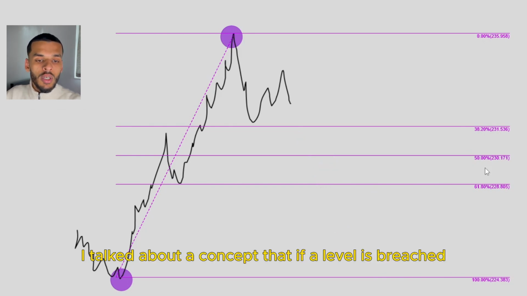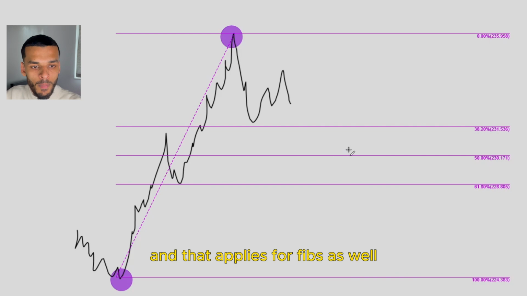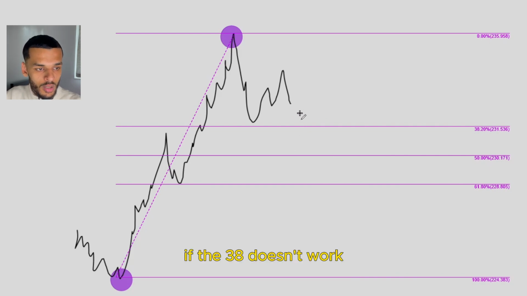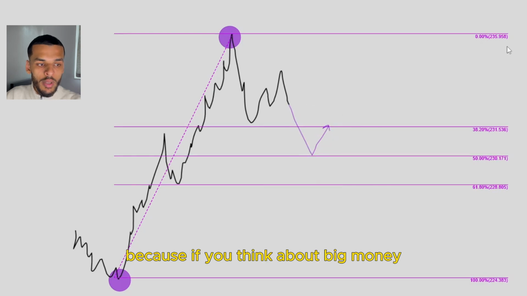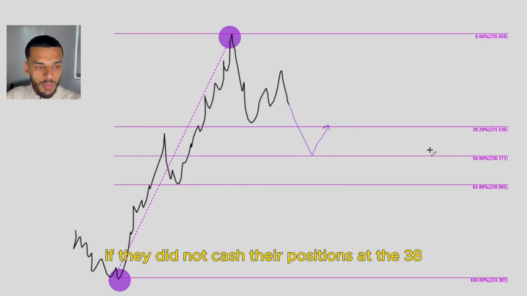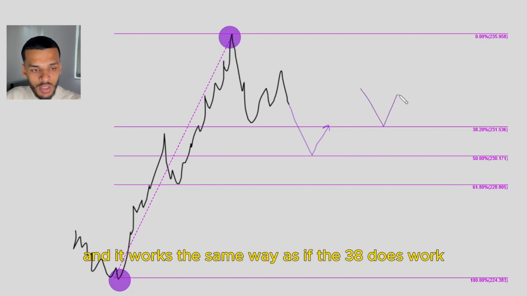In my last video, I talked about a concept that if a level is breached, the odds of the backup is increased, and that applies for fibs as well. If the 38 doesn't work, then the odds of the 50 delivering are higher, because if you think about big money, if they did not cash their positions at the 38, they're more likely to act on the next level. And it works the same way as if the 38 does work.